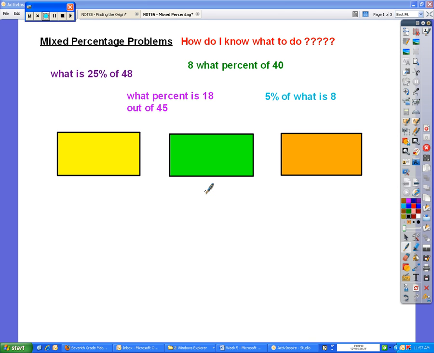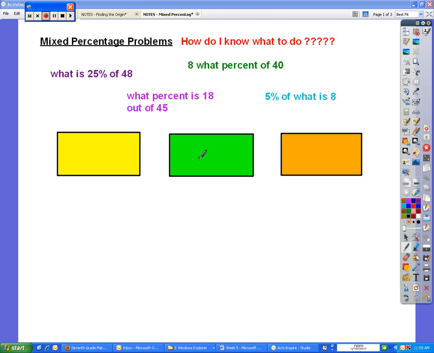Hey guys, in class last time we got together we saw that there's lots and lots of different percentage problems, and sometimes it's tricky to know what we've got to do with them. So we've got a few little tricks up our sleeve that we can use to help deal with that. What we're going to look at now is how do I know what to do when I'm faced with some sort of percentage problem? I've got 4 different types of percentage problems here, and we're going to have a look at a few of them. All right, so here's my little trick.